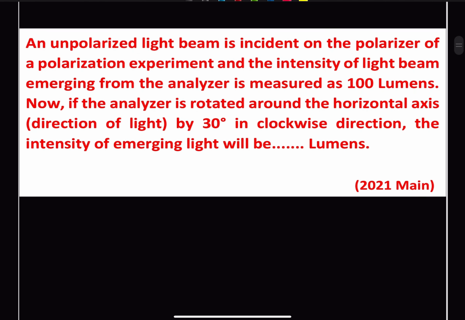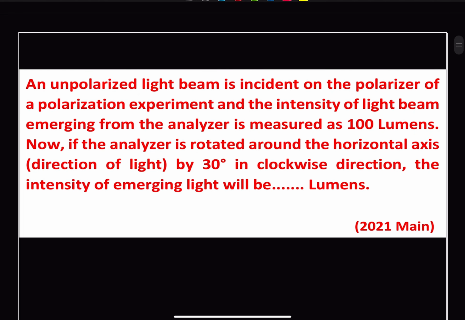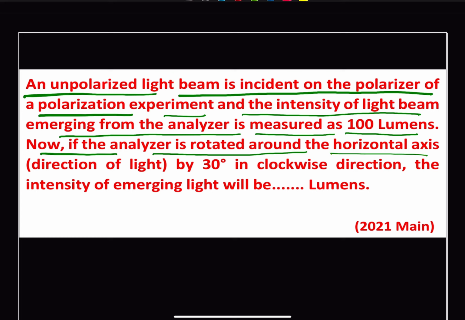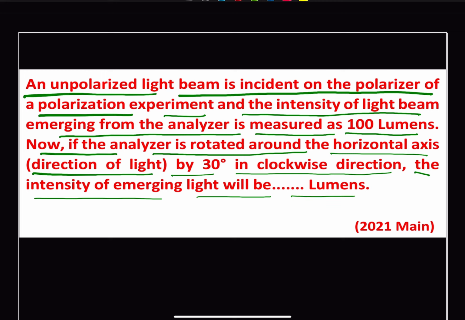Next question. We are given that an unpolarized light beam is incident on a polarizer of a polarization experiment, and the intensity of the light beam emerging from the analyzer is measured as 100 lumens. Now, if the analyzer is rotated around the horizontal axis, that is the direction of light, by 30 degree in clockwise direction, the intensity of the emerging light will be dash lumens.